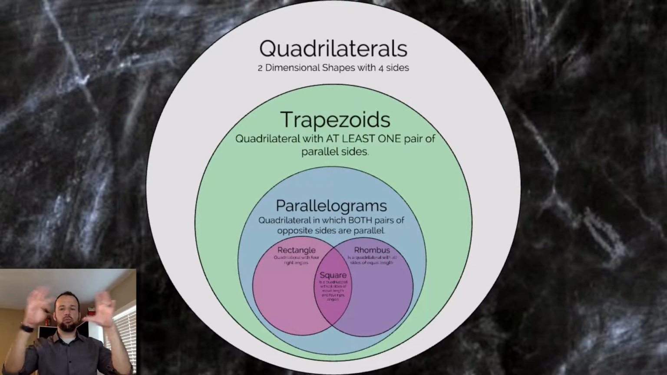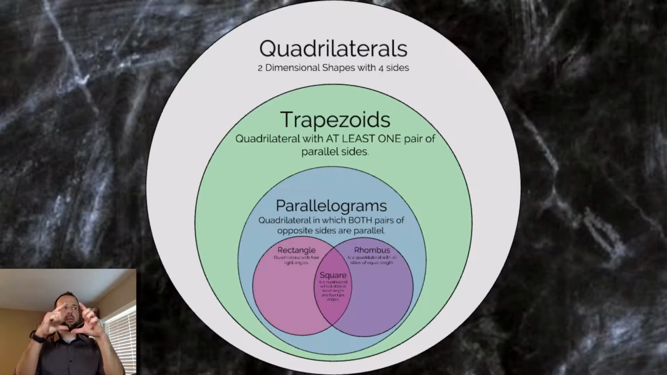You have your two-dimensional shapes that have four sides. Then you break it down to trapezoids, where at least one pair of sides is parallel. Parallelograms, both pairs are parallel. Then you have your rectangles and rhombi or rhombus that we're going to go over more in depth today. All right? So hopefully that's making sense.